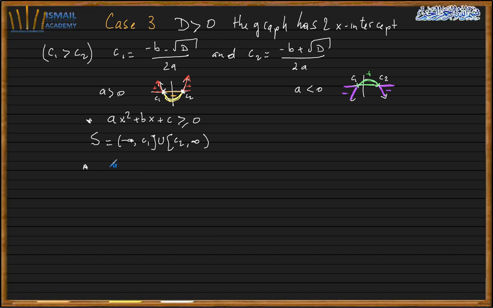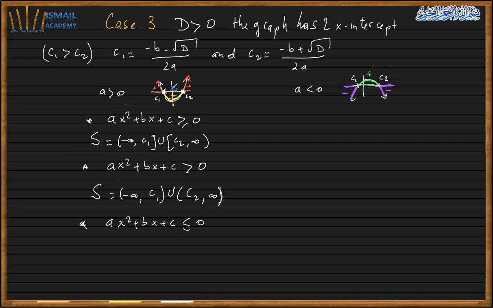So if they ask me, for example, ax squared plus bx plus c is strictly greater than 0, I don't include minus. Now, if they ask me about ax squared plus bx, my solution will be c1. If they ask me for ax squared plus bx plus c with an equals sign, my solution will have graph it.